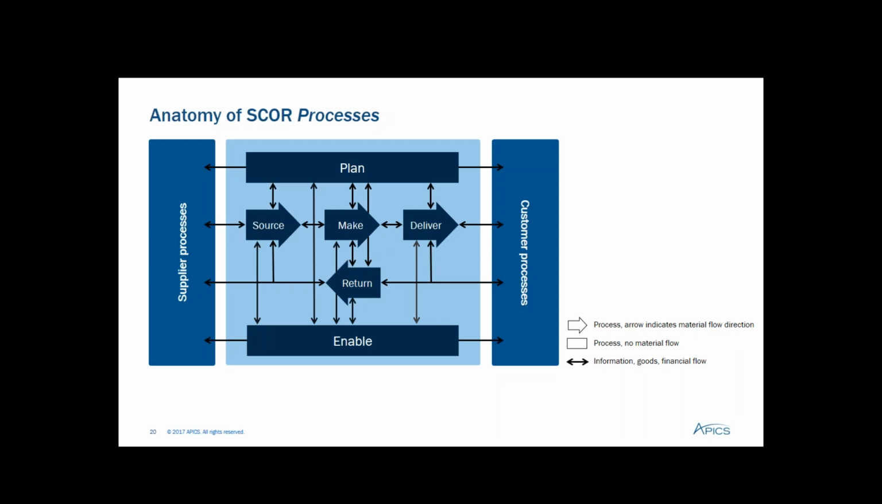Enable processes then describe the management of the supply chain. They include management of business rules, performance management, data management, resource management, facilities management, contract management, supply chain network management, regulatory compliance management, and risk management.